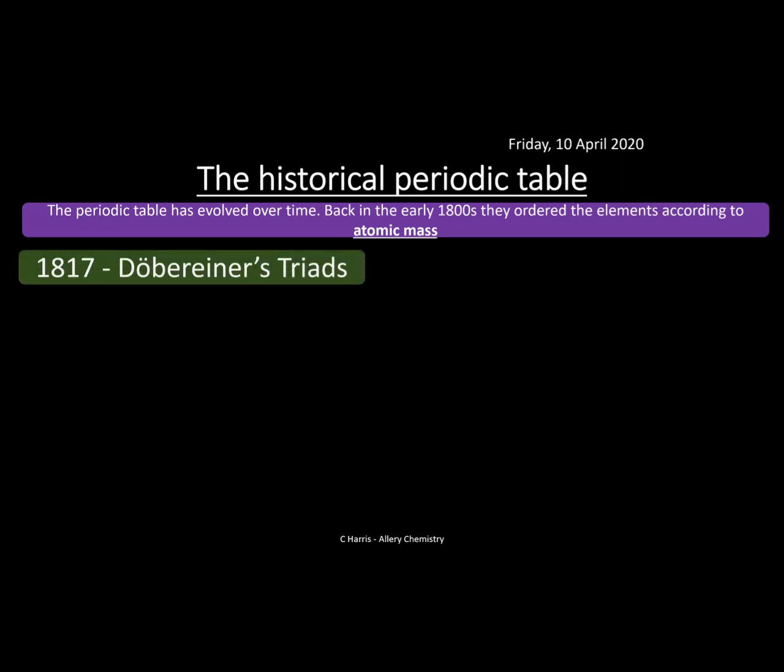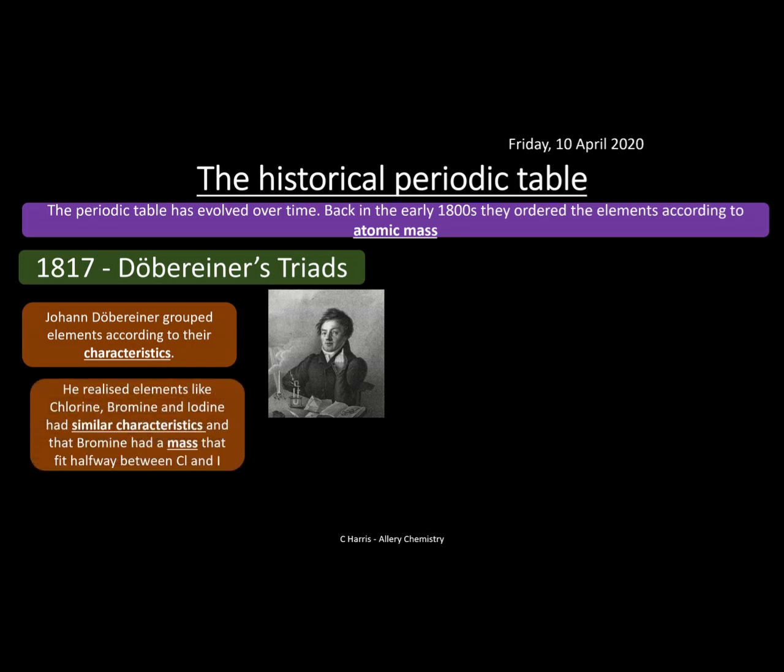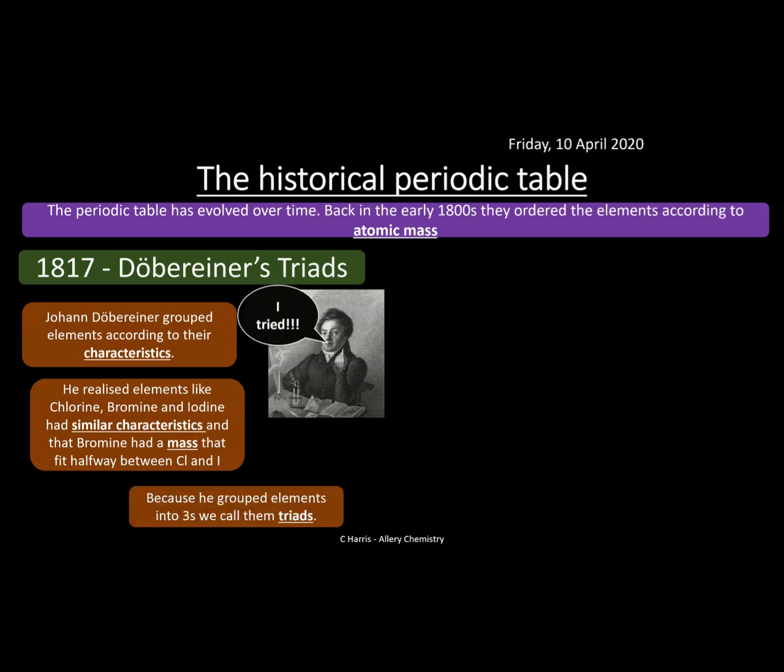So it really started in 1817, so it was an awful long time ago, where we had Dobereiner, and he came up with triads. Now Dobereiner basically grouped elements according to their characteristics. So he observed this, he watched this, and he observed it in terms of characteristics. And he realised elements like chlorine, bromine, and iodine had similar characteristics, and that bromine had a mass that fit halfway between chlorine and iodine. So therefore he thought, well, it's got to be somewhere between there.